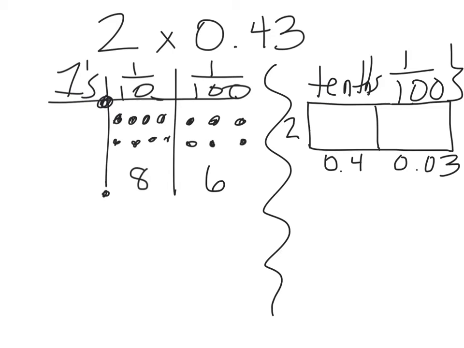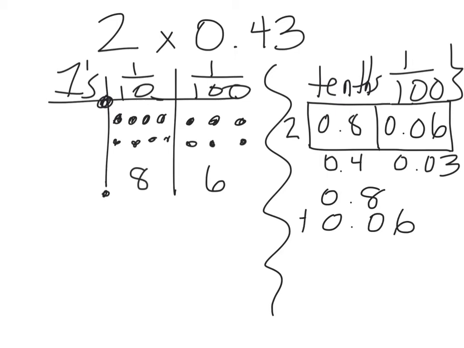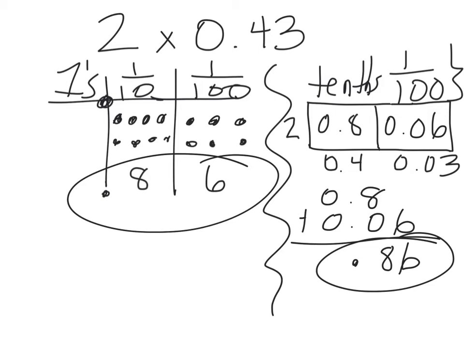Right? So 2 times 4/10 is going to give me 8/10. And 2 times 3/100 is going to give me 6/100. Okay, and now I'm just going to combine them. And I get 86/100. Okay, so by using the place value chart and the area model, I got the same answer. Let's try another.